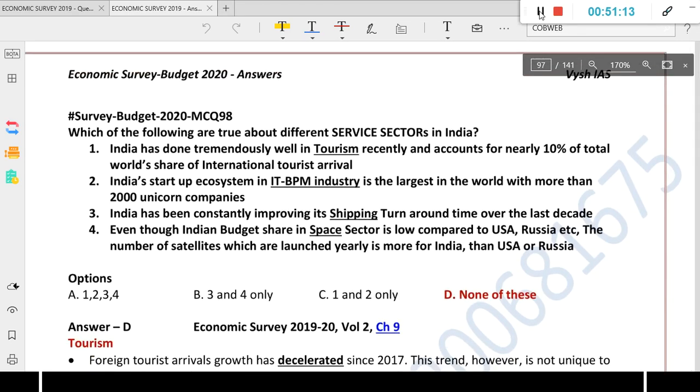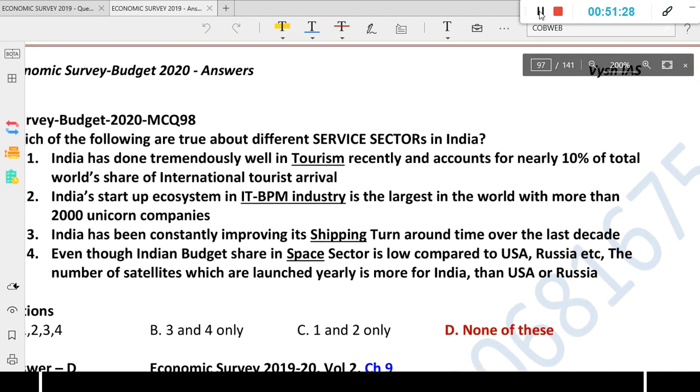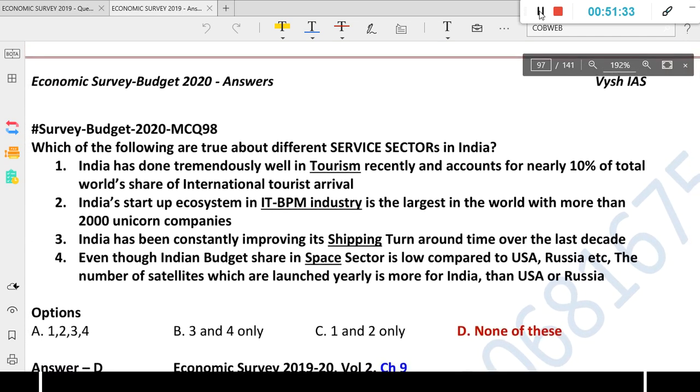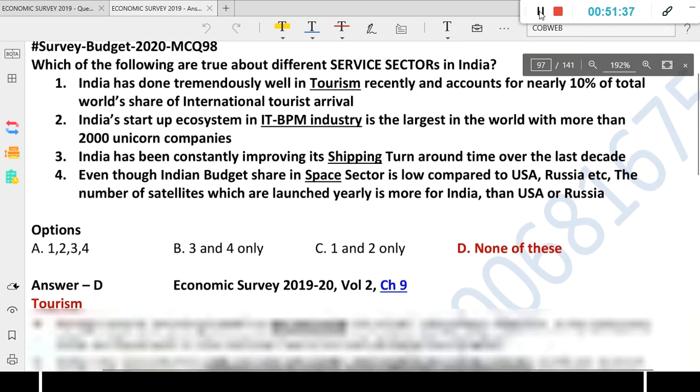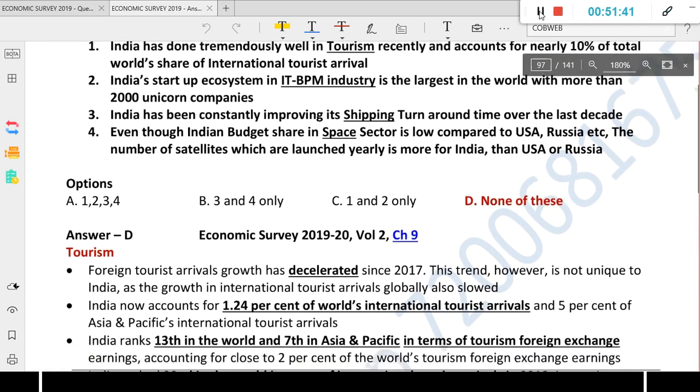See, service sectors, true about different service sectors. So tourism, IT industry, shipping industry, and space sector. Here all the 4 statements I have tweaked to make them incorrect. Why? Because I wanted you to answer correctly when it comes for prelims. The first statement is India has done tremendously well in tourism, and it has 10% of the world's tourism share. We might feel it is true, but it's actually wrong. Even though tourism is increasing, India's share is only about 1.24% of the world's tourism.